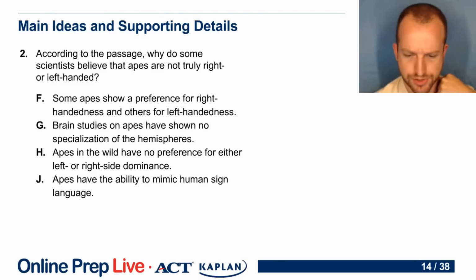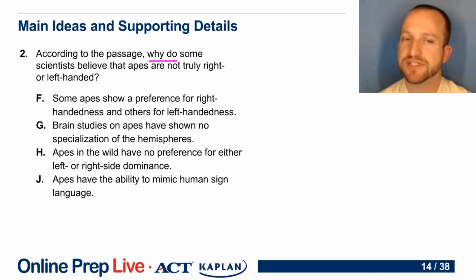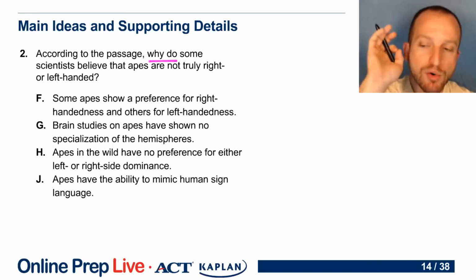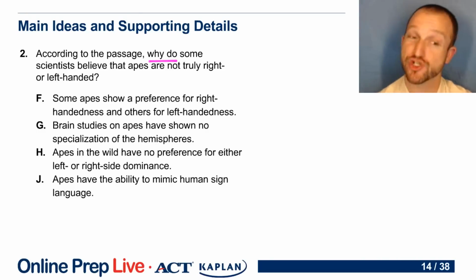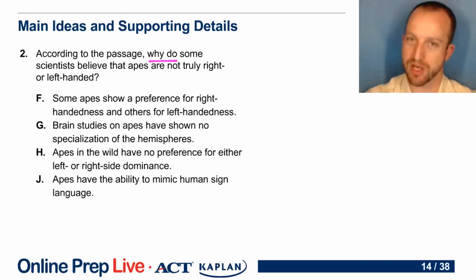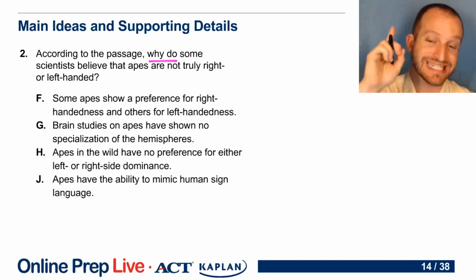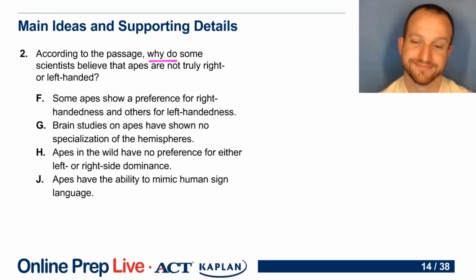All right, why do some scientists believe? Okay, so this is a detail question, and we need a specific connection because they're asking us why we believe some are not truly right versus left. So we need a connection more than just a true statement. It's actually a trap. I'm sure a couple people here might be tempted by one particular answer that's true, but that doesn't answer the question at hand. You know what? Bonus question for everybody. What's the answer I'm talking about? That's true, but that doesn't actually answer the question we're being given right here.